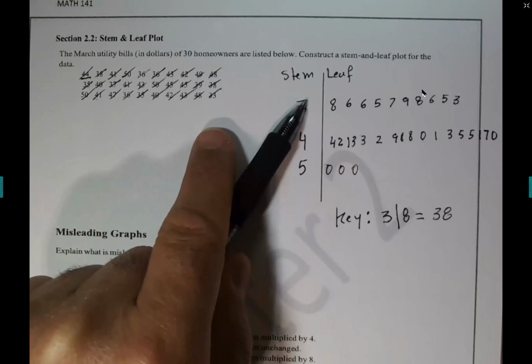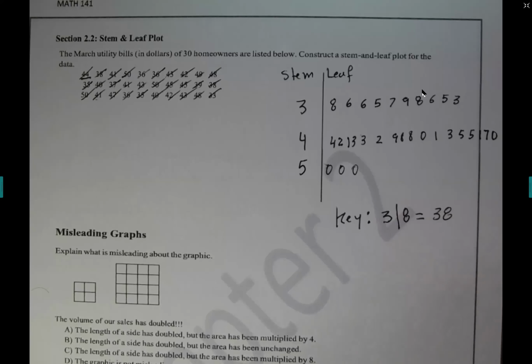And that's something from the past, guys. You know that we pay a lot more than 50 or 40 or 30 nowadays. That used to be probably 20 years ago. So this is what a stem and leaf plot is.